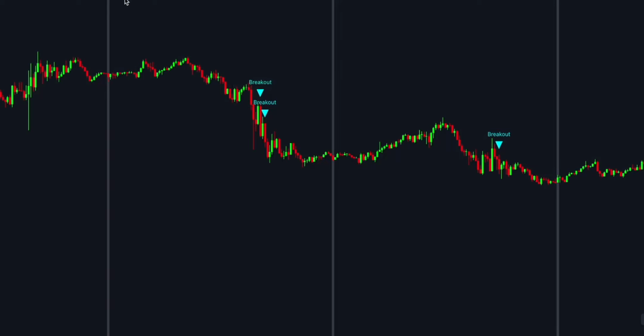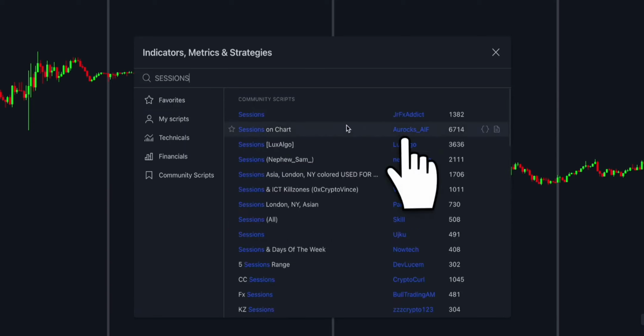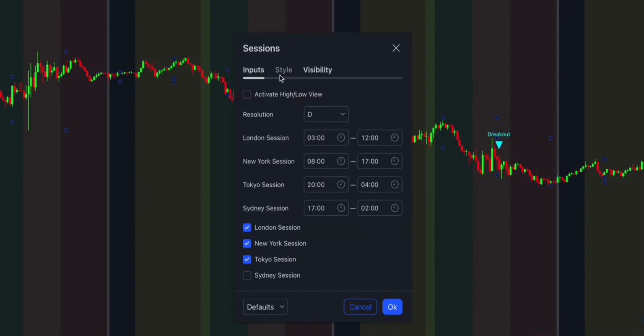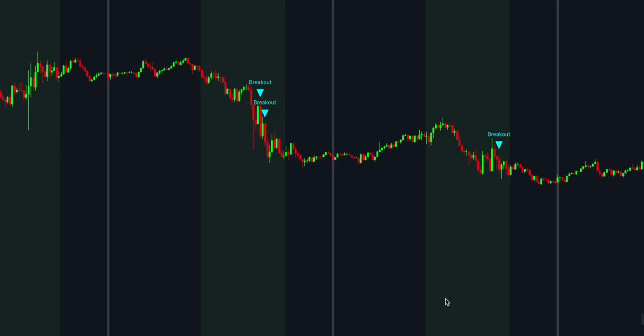For the next indicator, we'll search for Sessions on Chart by Aurochs AIF. The script is so convenient because it shows every market session on your chart with a different background color. The reason we need this tool in our strategy is to trade during a specific session, in our case, the London session. Trading activity during this period is higher than usual.